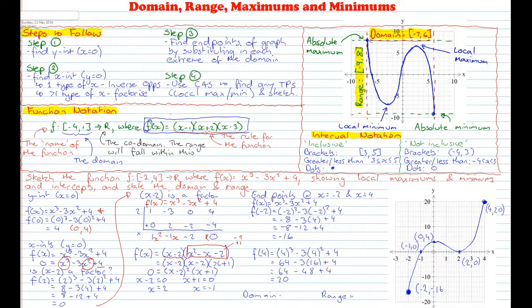So I get x minus 2 is equal to 0 and x plus 1 is equal to 0. Therefore x is equal to 2 and x is equal to negative 1. And the coordinates of these points are (2, 0) and (negative 1, 0).